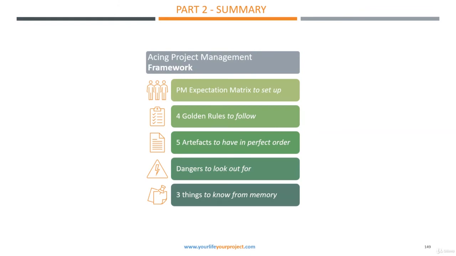Welcome to the conclusion of part 2. Let's have a quick summary just to refresh our memory, and we will not go into detail this time, just very briefly. A visual way, if you like, to summarize what we've seen. I have presented a framework that I've created. It has 5 components: the expectation matrix, 4 rules, 5 artifacts to have in perfect order, dangers to look out for, and 3 things to know from memory.